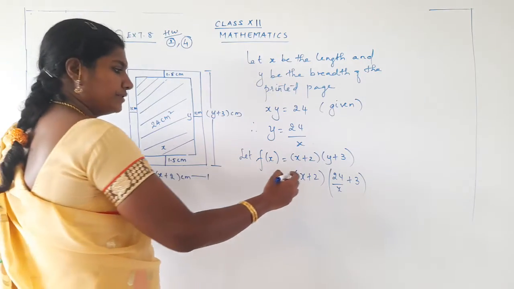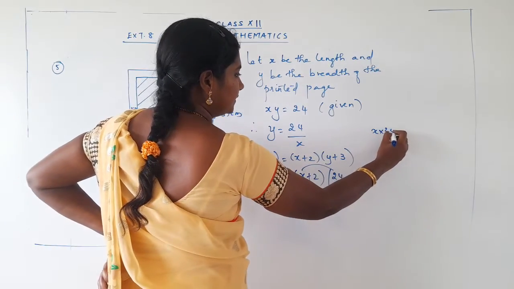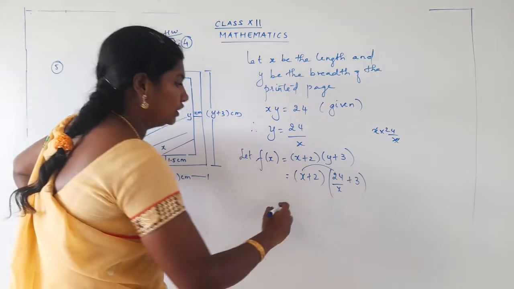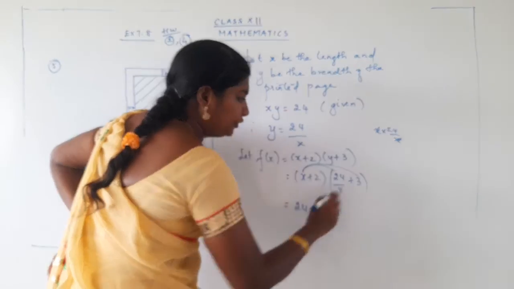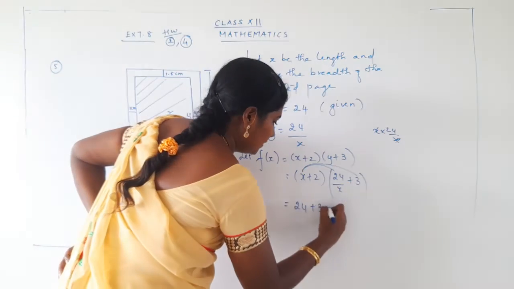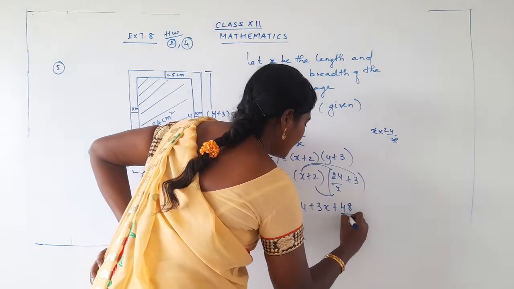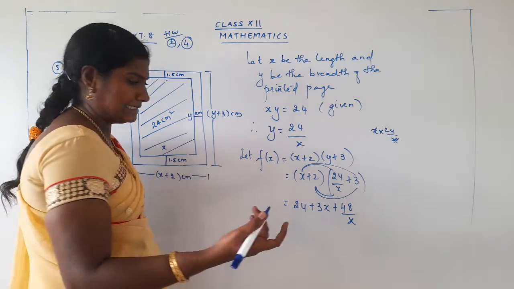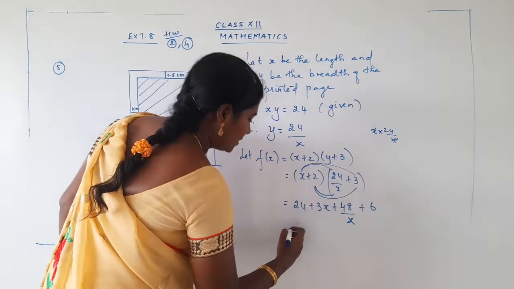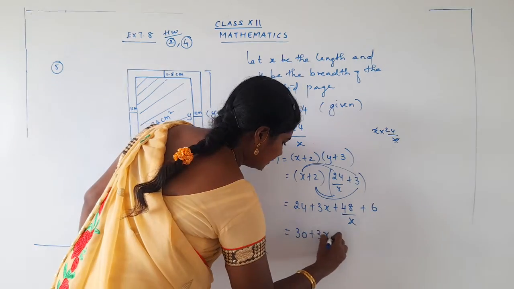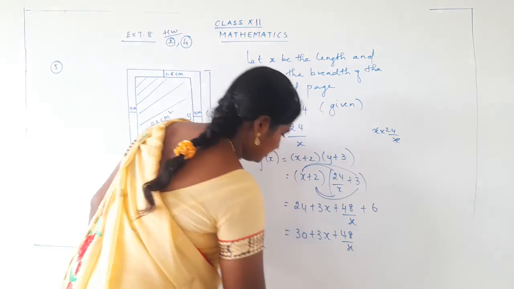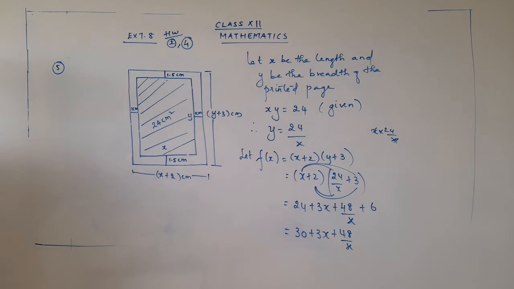Now it's a very easy calculation, just go with it. x into 24 upon x, x gets cancelled. So what is left here? 24. x into 3, 3x. 2 into 24 upon x, 48 upon x. 2 into 3, that is 6. I'll just add these two numbers. I already have added 6. So 24 plus 6 is 30, plus 3x plus 48 upon x. So I have found the value for f of x.